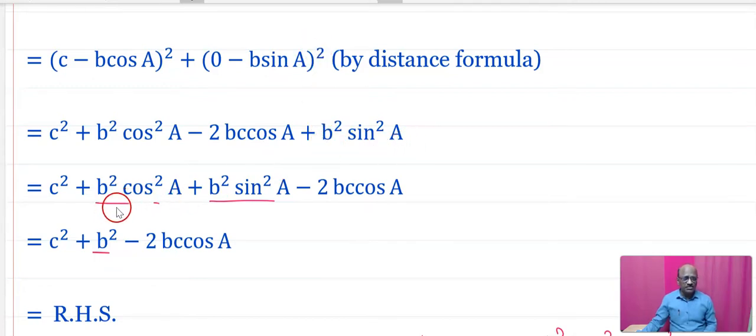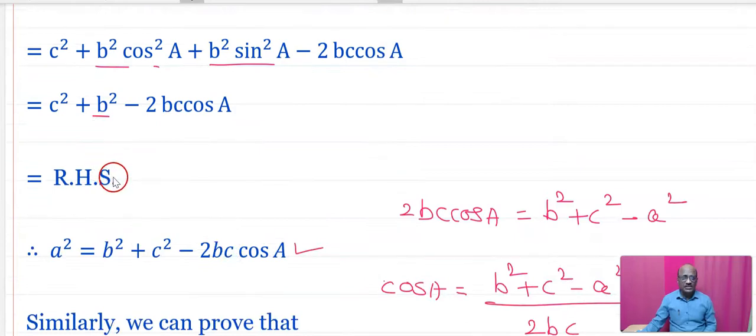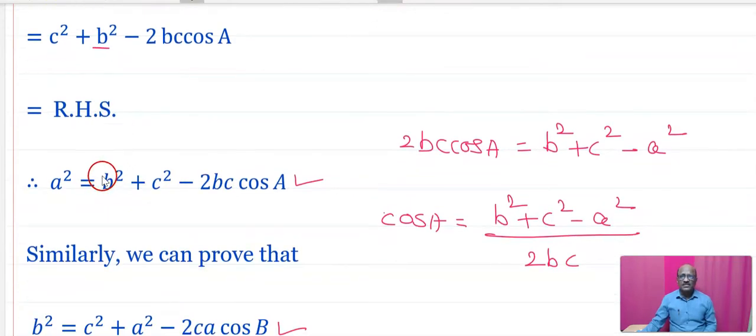Now collect the terms: b square cos square A plus b square sin square A. If you take b square as common, then in the bracket you will get cos square A plus sin square A, and that is 1. And overall you will get b square plus c square minus 2bc cos A, and that is the RHS. Therefore a square is equal to b square plus c square minus 2bc cos A.